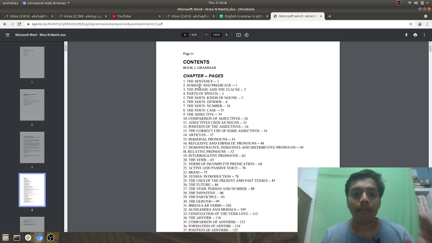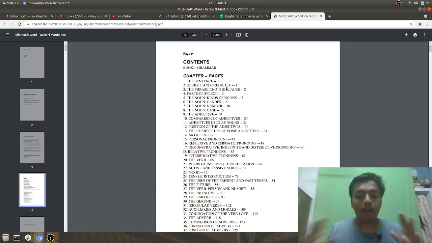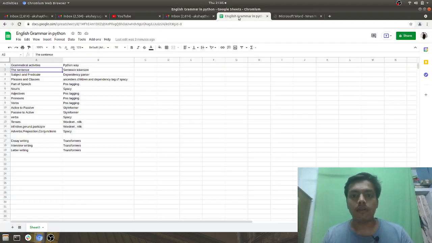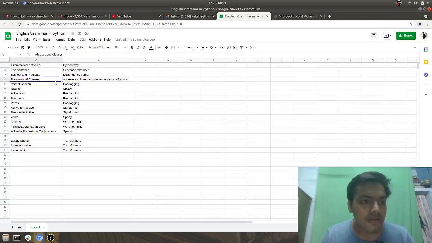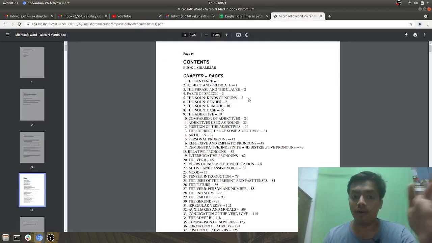Then we have subject and predicate. Even that can be done in spaCy. You have the dependency parse tree concept, and in that way you can very easily identify the compound subject and the main subject. Next is phrases and clauses. Even that can be done. As per my research, there's something called ancestors, children and dependency tags in spaCy, and that can come in handy when you have to identify the phrases and clauses in a sentence.